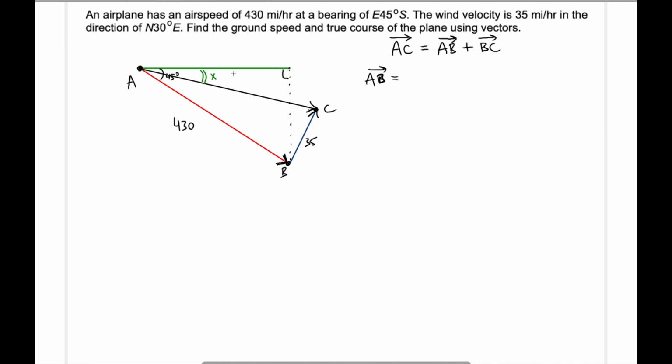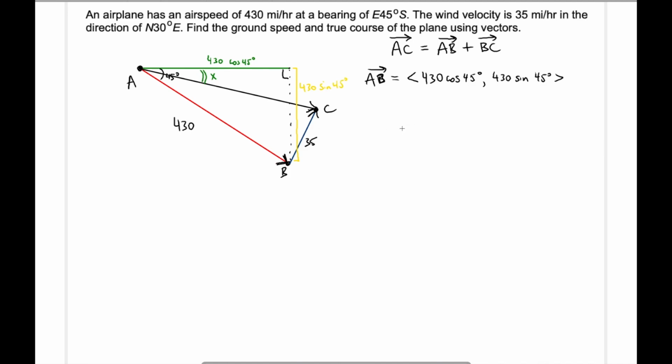So the horizontal component will simply be what? We're going to be taking this hypotenuse and multiplying it by the cosine of 45. Right? What about this? What is this going to be? This is going to be the vertical component. So in the same way, instead of using cosine 45, we're going to multiply 430 by sine of 45. And the reason for sine is because this side is opposite to the angle of 45 degrees right there, right?